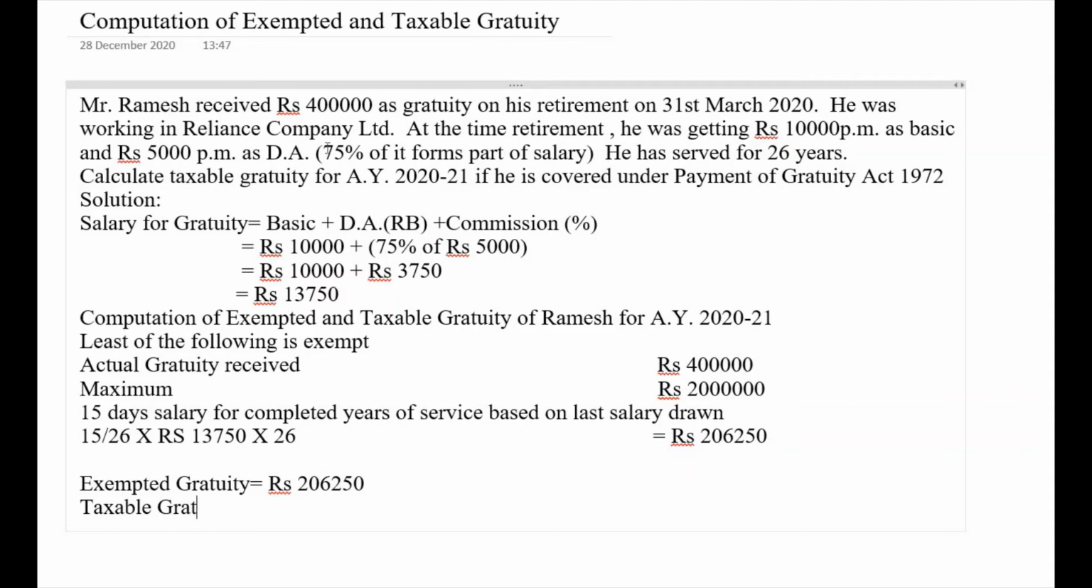Taxable gratuity equals actual minus exempted. The actual received here is 4 lakhs, minus rupees 2,06,250, which equals rupees 1,93,750. This is the taxable gratuity, and it will be included in his income from salary. Thank you.